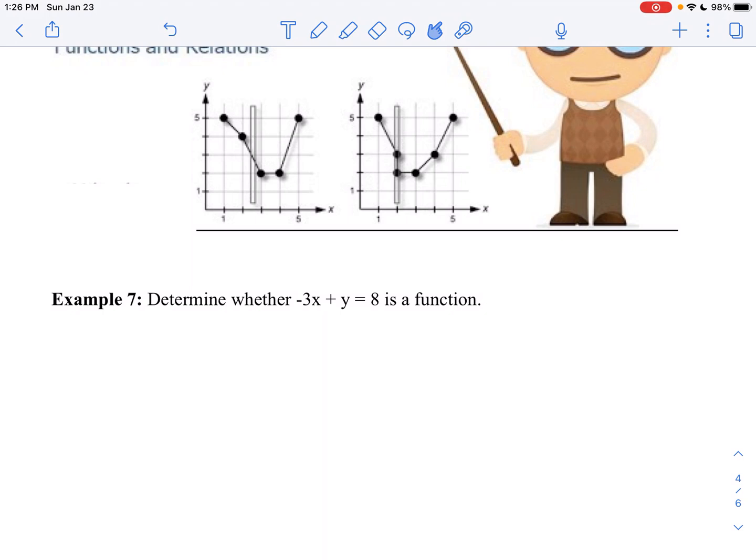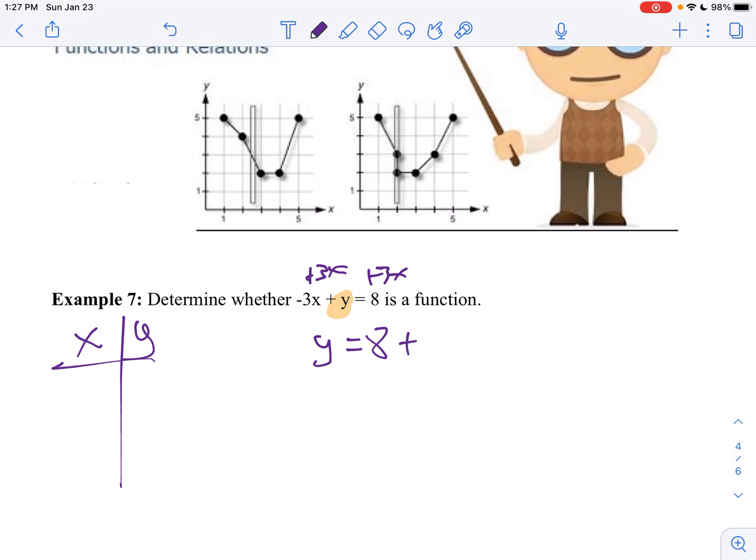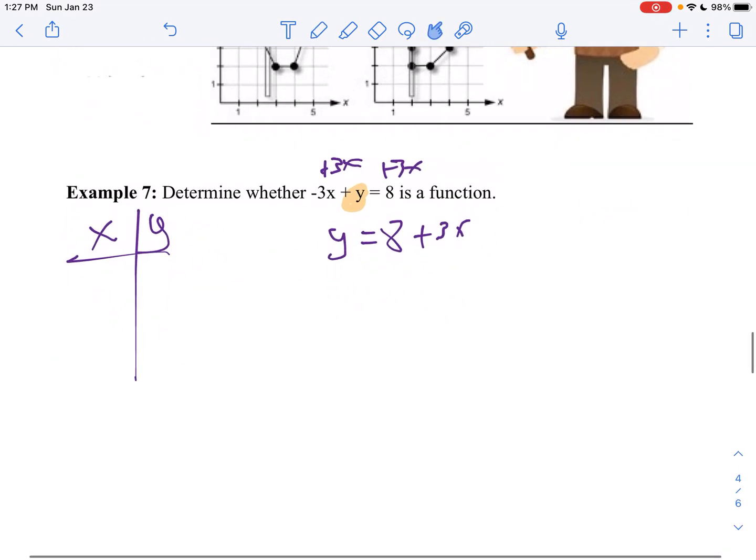Since I want to turn it into a table, I want to use my XY table. To make life easier, I'm going to get Y by itself. Because if I get Y by itself, then I can just solve the equation by replacing my numbers from X. So what I'm going to do is add 3X to both sides. So then Y equals 8 plus 3X. Let's pick some values for X. So I'm going to pick several values.